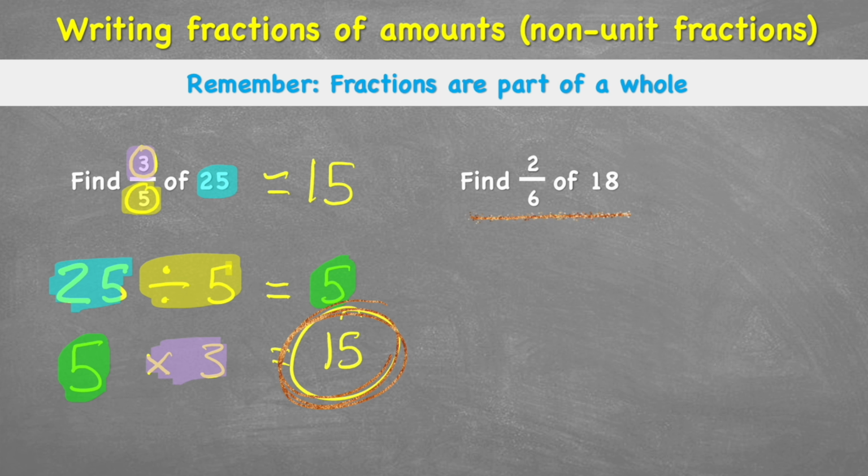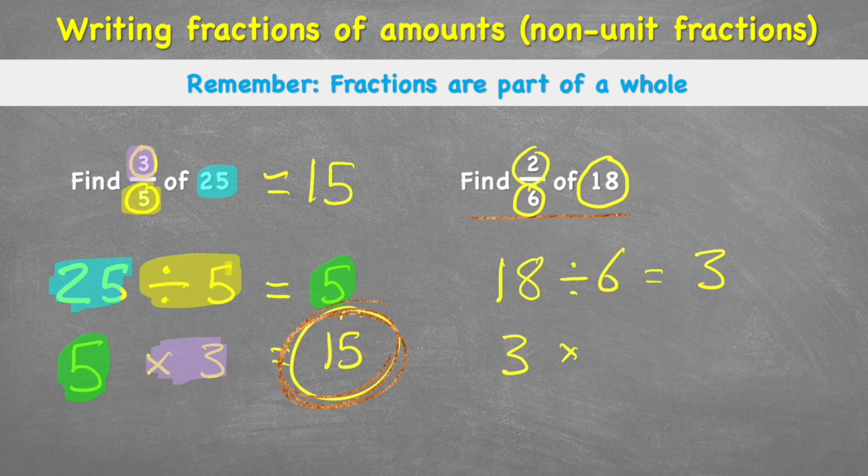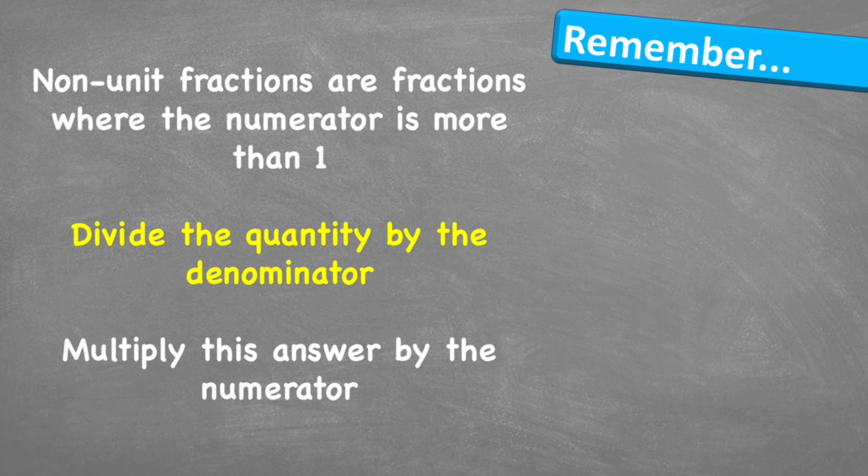Let's do that with the second example and not draw any pictures. So we're going to start with our quantity of 18. I need to divide it by my denominator, which is 6. So 18 divided by 6 is 3. And then all I'm going to do is multiply my 3 by my numerator, which is 2. 3 times 2 equals 6. So 2/6 of 18 is 6. Awesome.